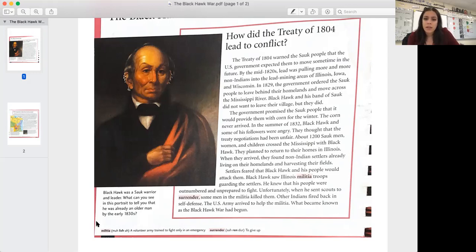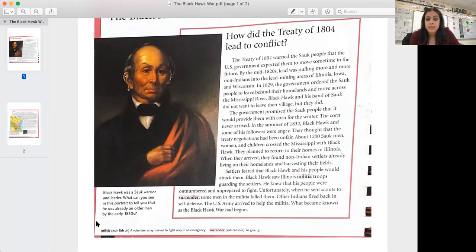When they arrived, they found non-Indian settlers already living in their homelands and harvesting their fields. Settlers feared that Black Hawk and his people would attack them. Black Hawk saw Illinois militia troops guarding the settlers. It looks like a militia is a volunteer army. Okay. So Black Hawk saw Illinois militia troops guarding the settlers. He knew that his people were outnumbered and unprepared to fight.